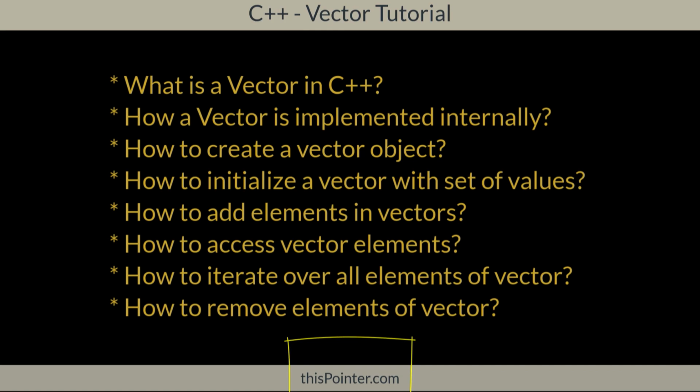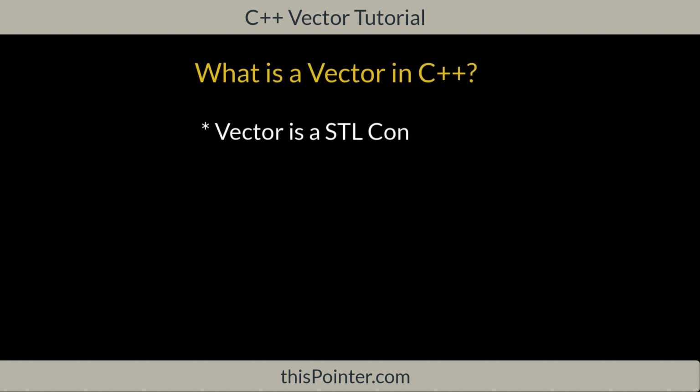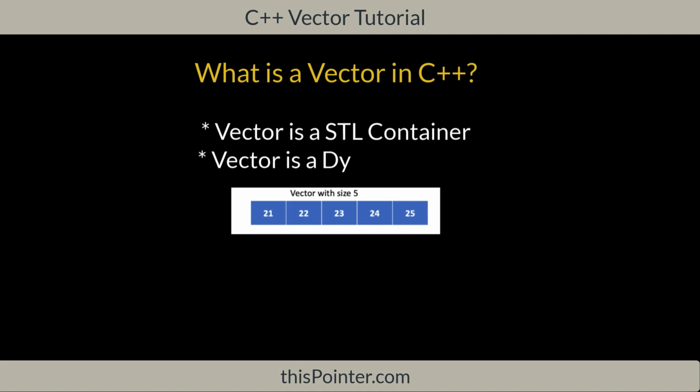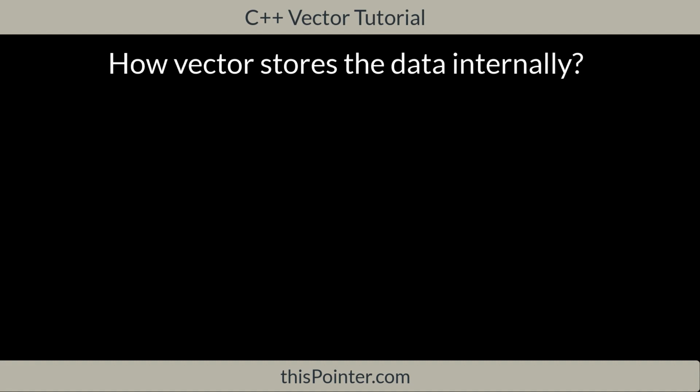So let's get started. What is a vector in C++? A vector is an STL container which acts like a dynamic array. It can grow or shrink as needed and provides a number of useful member functions for working with the elements in it. How does a vector store the data internally?